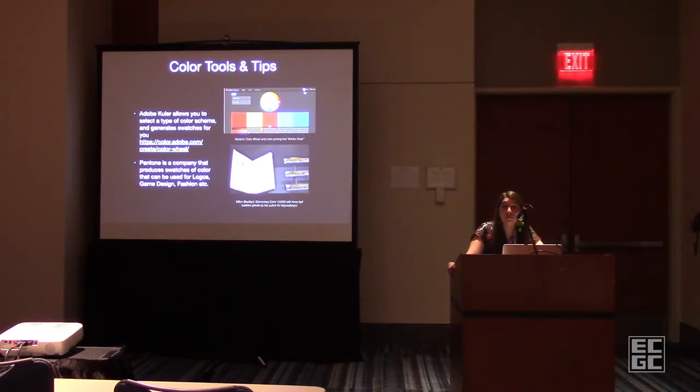So here are a couple of color tools for you to use. If you go onto Adobe Color, there you have a nice little color wheel where you select whether you want a complementary color scheme, an analogous color scheme, etc. And it will automatically generate interesting swatches for you. This is a great way not to use default Photoshop green for your grass, because that looks electric, and grass isn't electric, everybody. Don't do that.